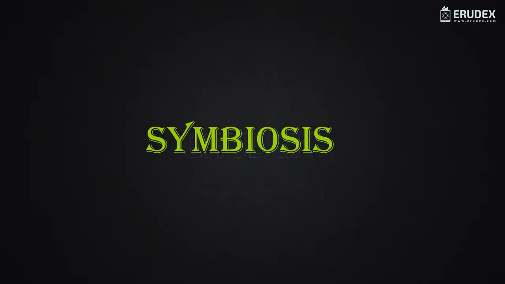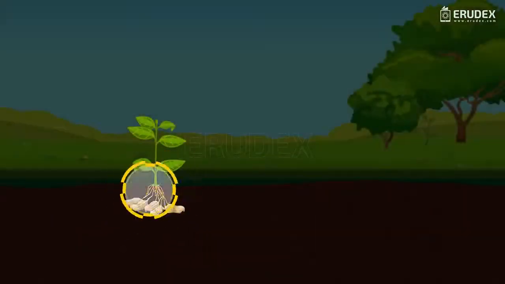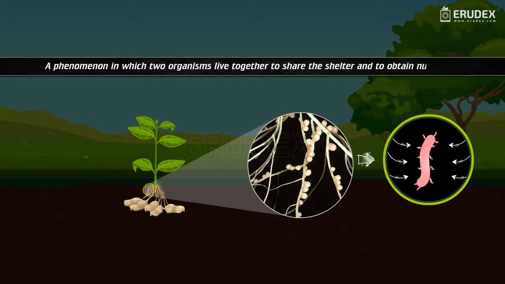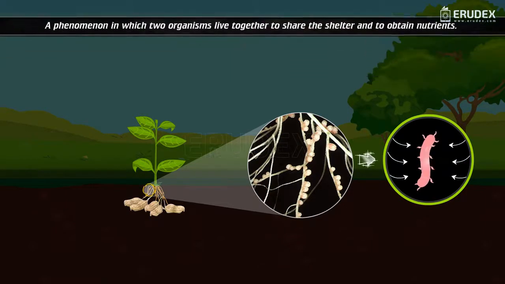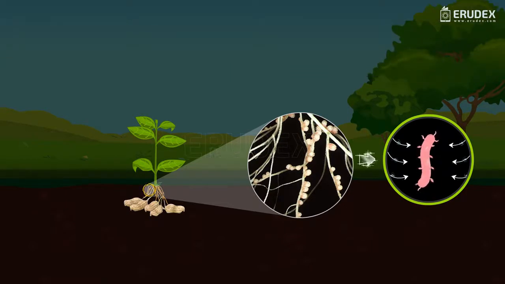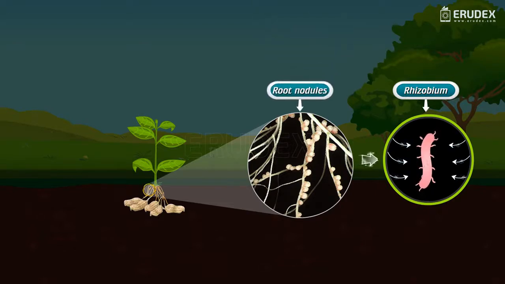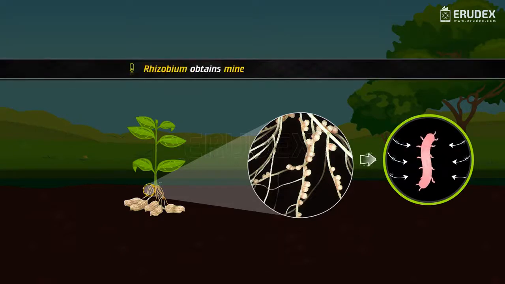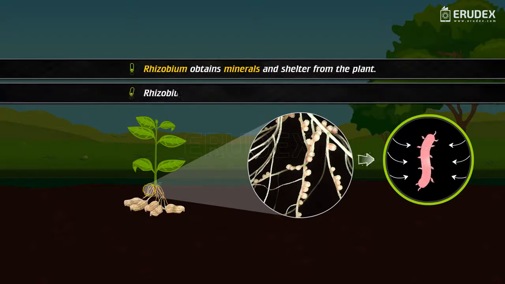Symbiosis. This is a phenomenon in which two organisms live together to share shelter and to obtain nutrients. The organisms which participate in this relationship are called as symbionts. Some bacteria like Rhizobium live in root nodules of leguminous plants. Rhizobium obtains minerals and shelter from the plant, and in turn fixes atmospheric nitrogen for the plant.